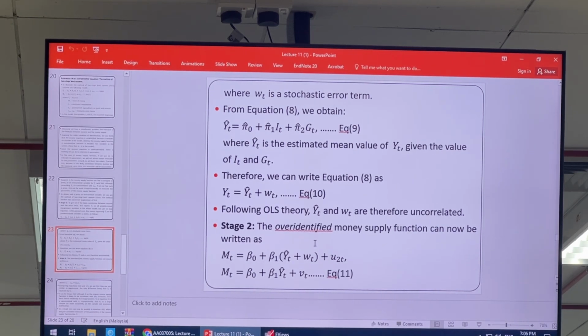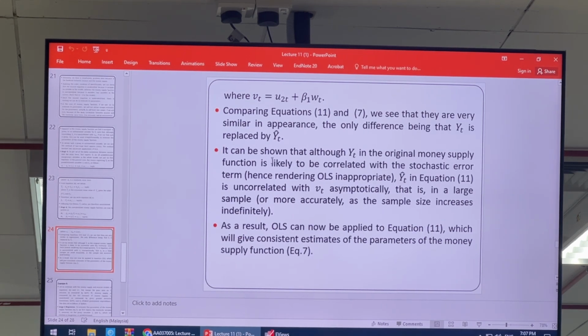So second stage, stage 2, the over-identified money supply function can be written as this. Okay, so you can regress m again against the fitted values, where we have a new term like this. Comparing equations 11 and 7, we see that they are very similar in appearance, the only difference being that yt is now replaced by the fitted value y hat.